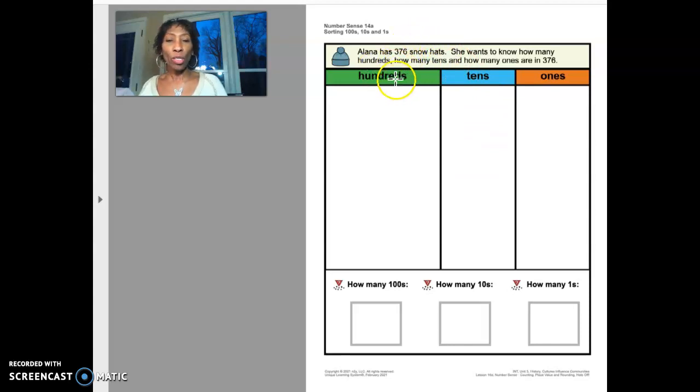Then you're going to go to the hundreds column where the 3 is. And you're going to say, well, how many sets of 100 do I have? Look at that number. Then you're going to come down and answer these 3 questions: How many hundreds, how many tens, and how many ones? And you're done.